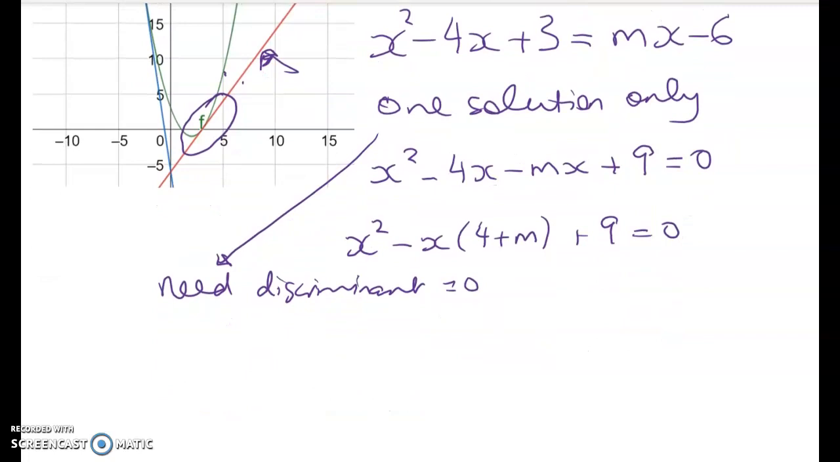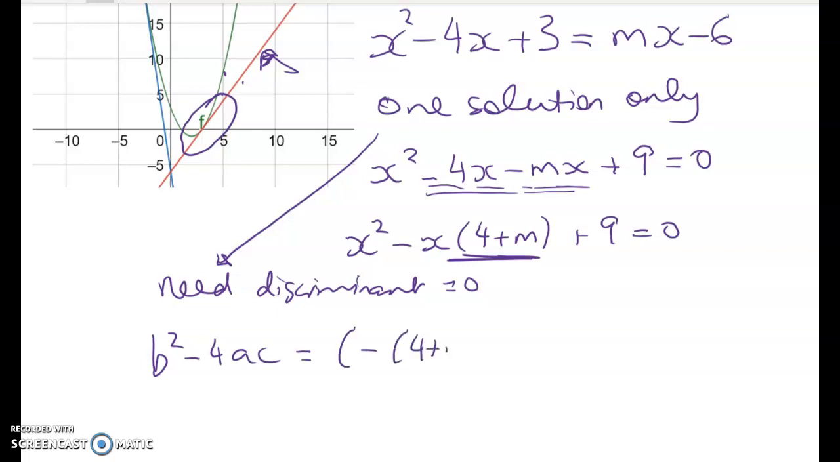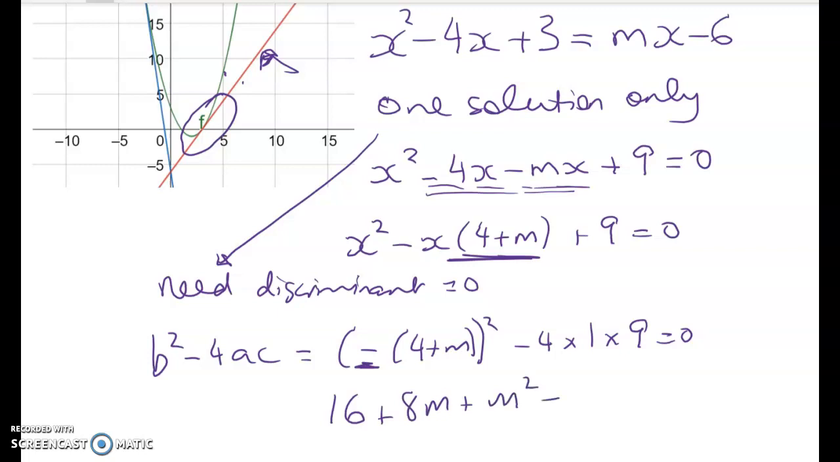Now just be careful with this factorising bit here. It's an easy place to make a mistake. So b squared minus 4ac is equal to negative (4 plus m) squared minus 4 times 1 times 9. That has to equal 0. Expanding this, the negative squared gives me a positive, so that vanishes happily. So we get 16 plus 8m plus m squared minus 36 equals 0.